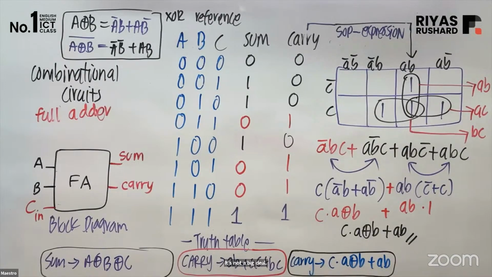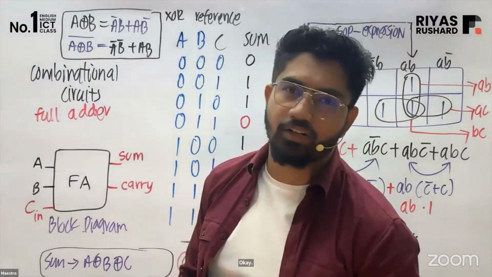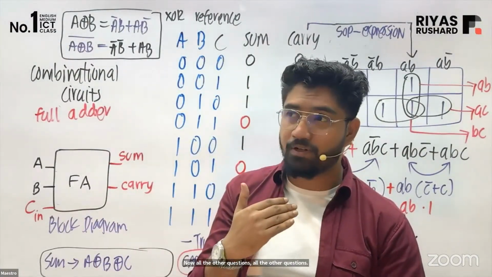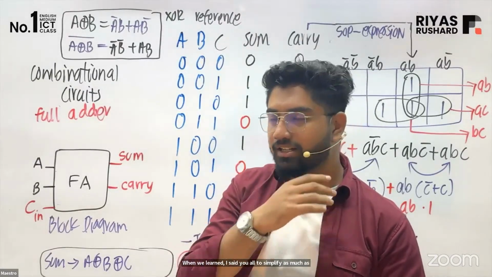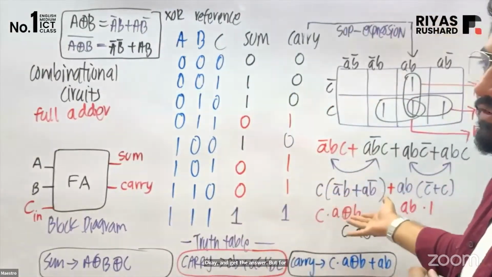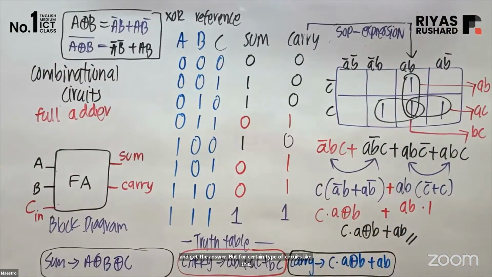Yes, but we don't simplify further, we stop there. So how do you know when you will have to stop? You are learning now, no? For all the other questions when we learned, I told you all to simplify as much as possible and get the answer. But for certain types of circuits like this, we don't simplify up to that extent.